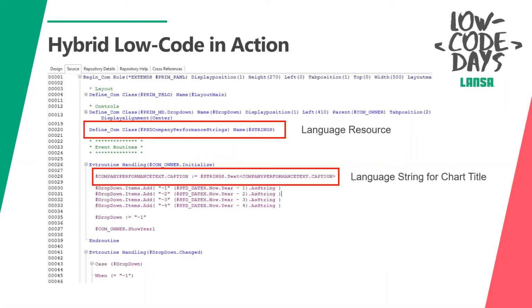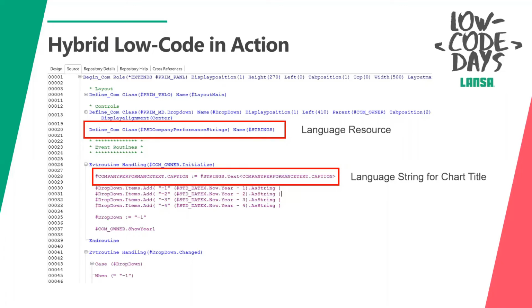This is the definition of the company performance chart on our dashboard. And in here, we link the strings from the language resource to the controls in the chart so Portalize's language support can display the appropriate string for the current language that our portal is being displayed in.